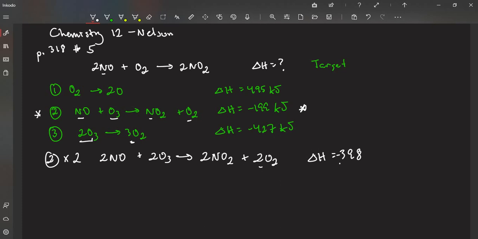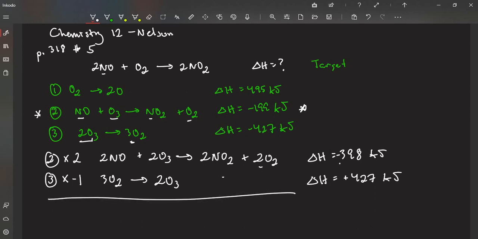So that's my clue, that's my analysis, that leads me to believe that I'm going to take reaction number 3, and I'm going to multiply that by -1. So that's flipping the products and reactants, so I get 3O2 here, 2O3 here, and let's write it down over here. I'm going to change the sign there. So 427, positive. I'll emphasize that by writing the positive sign, 427, and I'm forgetting units. There we go. Okay, now let's add these together and eliminate.